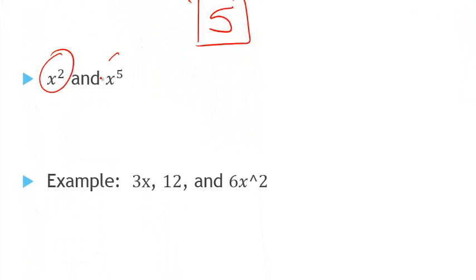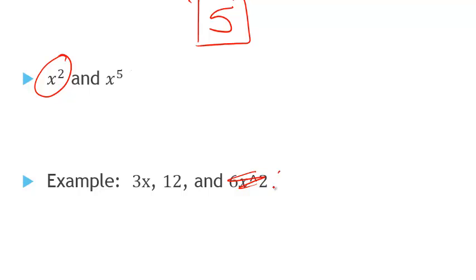Now we can also do the GCF with variables. So x squared and x to the fifth. This one's really simple. The GCF is going to be the smallest of the x's. So x squared would be the GCF. Simple, right?